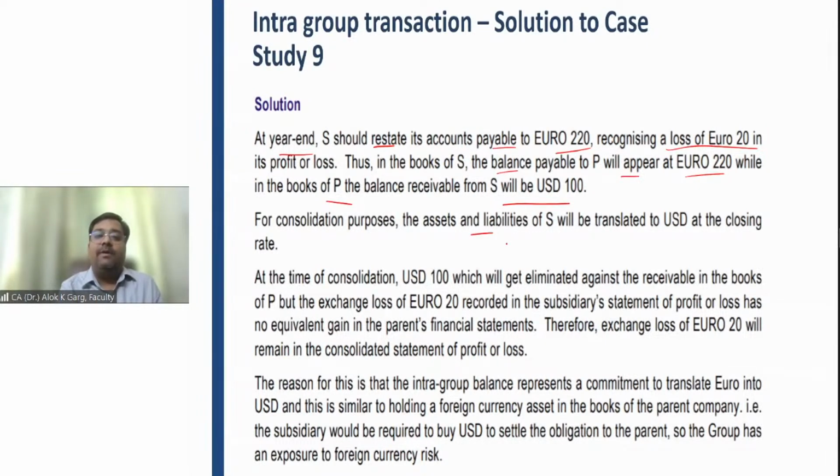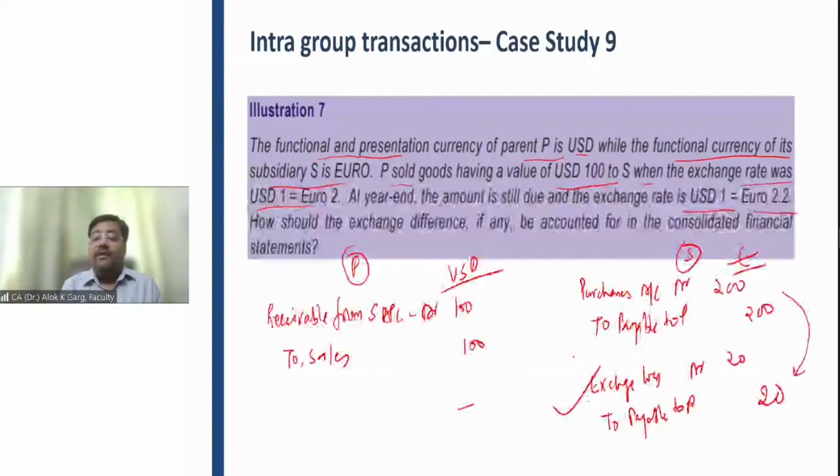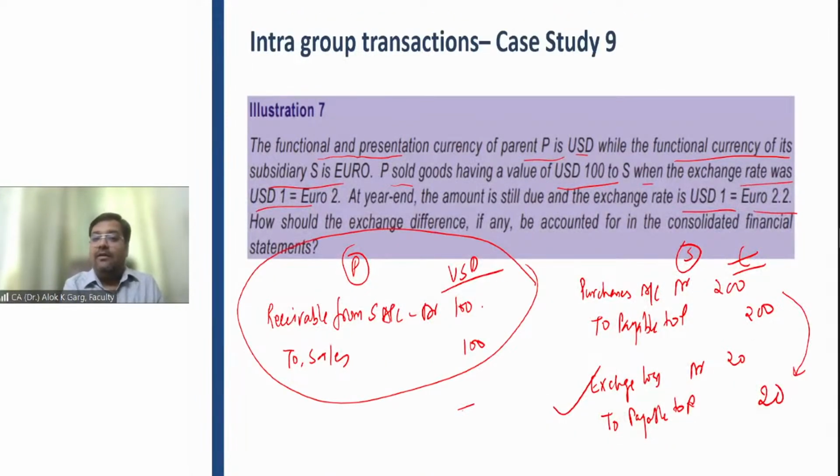For consolidation purposes, the asset and liability of S will be translated to US dollar at the closing rate. At the time of consolidation, 100 USD will get eliminated against the receivable in the books of P, but the exchange loss of 20 euro recorded in the subsidiary's P&L has no equivalent gain in the parent's financial statement, right? If the parent would have to restate this one, then of course parent would have a gain and subsidiary would have a loss, but parent is not required to restate, right?